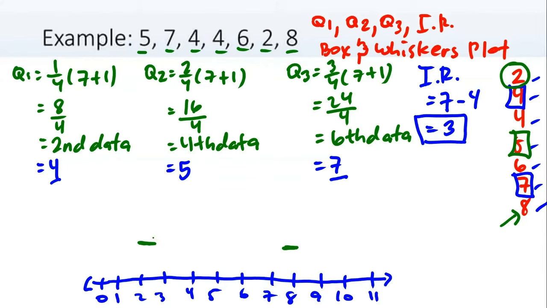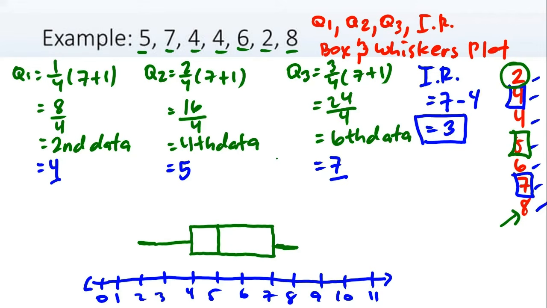ating 2. Susunod, ano yung Q1 natin? Q1, we have 4. Q2, we have 5. And of course, Q3, we have 7. Now, connect the corners. So, ito yung box natin. Of course, ito yung whiskers natin. Whiskers yung parang sa pusa.